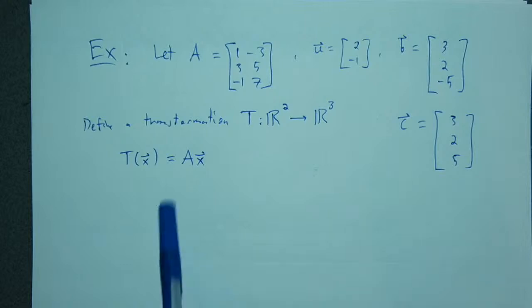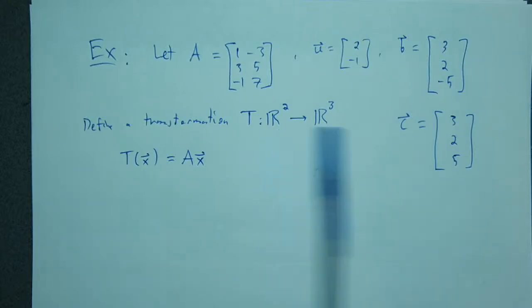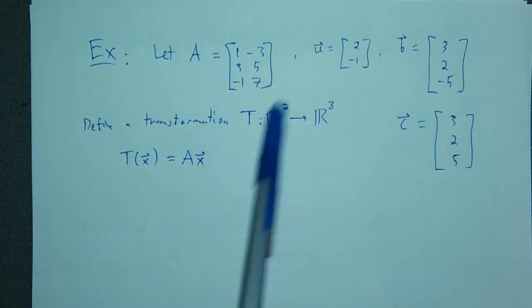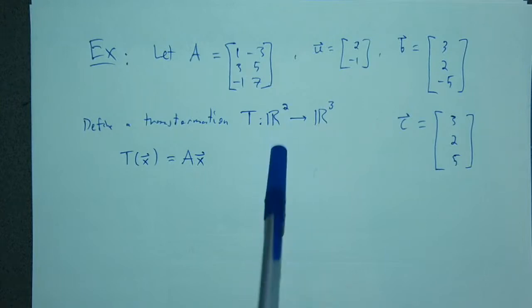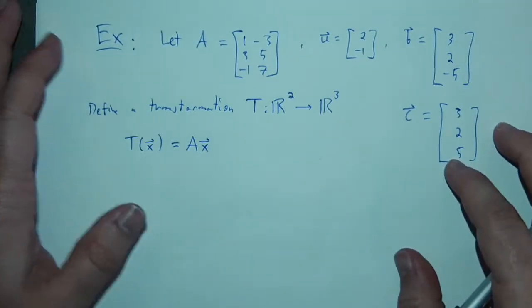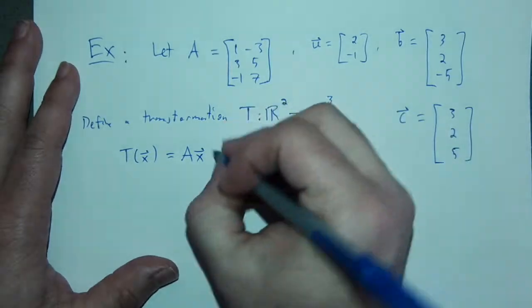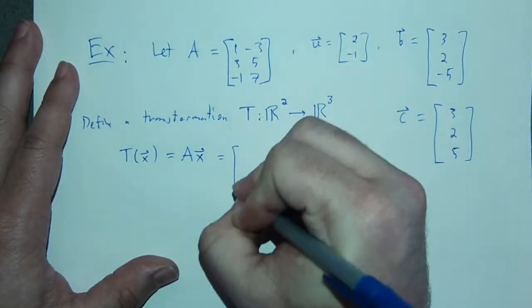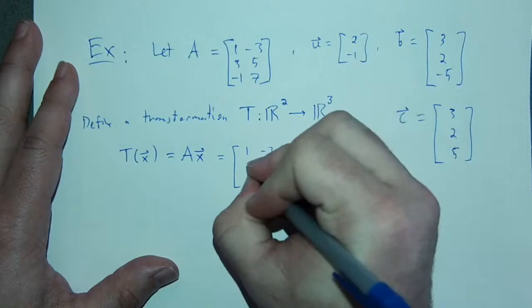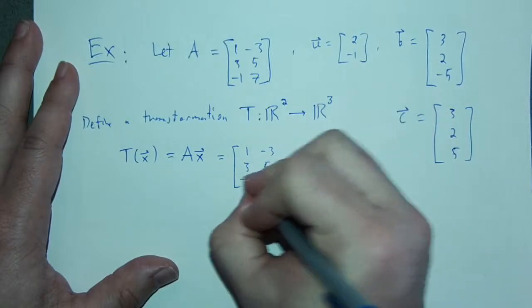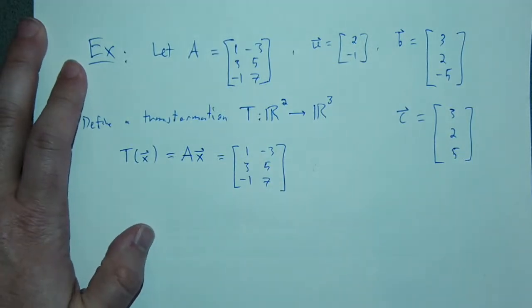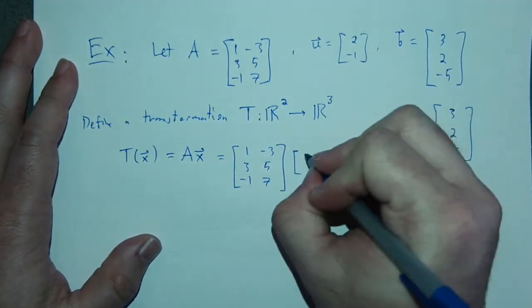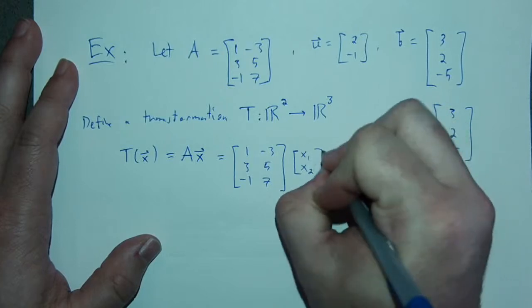So since I'm defining this as matrix product AX, then this is my only option here. So my transformation goes from R2 to R3. That is, it takes in a vector X in R2 and spits out a vector in R3. So then I want to write this as my matrix A: 1, minus 3, 3, 5, and minus 1, 7, times a generic vector x. So a generic vector x in R2 is just x sub 1, x sub 2 here.